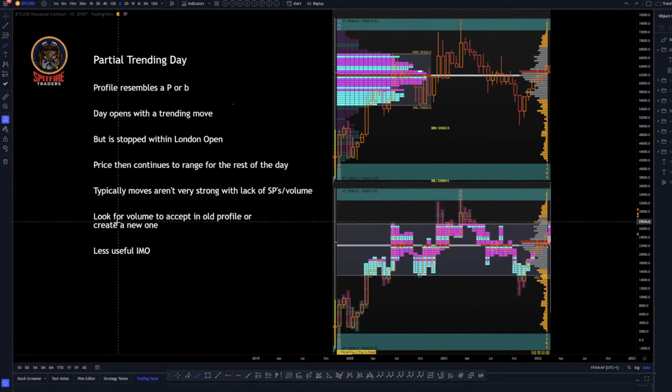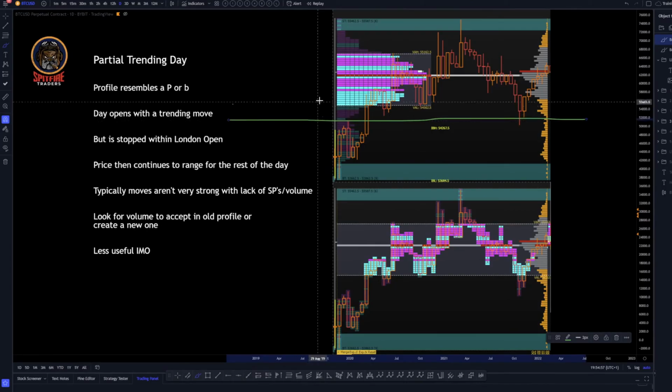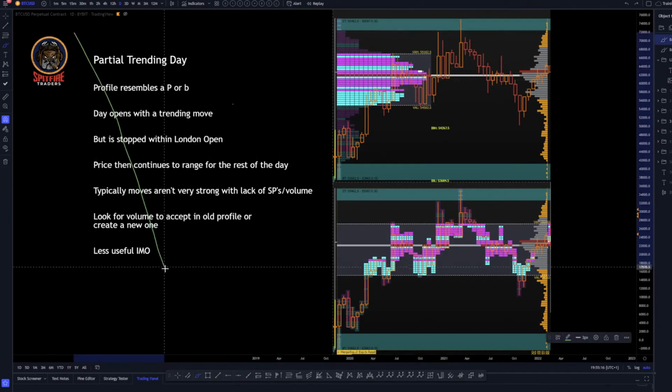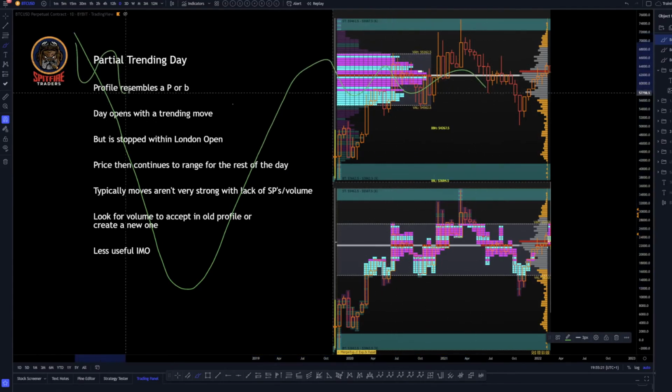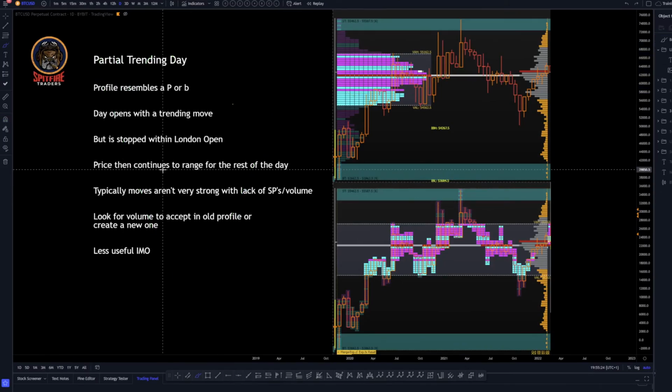At the top, we're looking for volume to accept back in an old profile or create a new one. So if this is complete price discovery up here, all of these price levels, then it's going to create a new profile. But if this is not price discovery, this could be joining an old profile. So it's something to keep an eye on in your TPO charts. If prices, for example, have come down and then come back up, and we see this, we're trending in this old profile here before they move down. Just as an example.